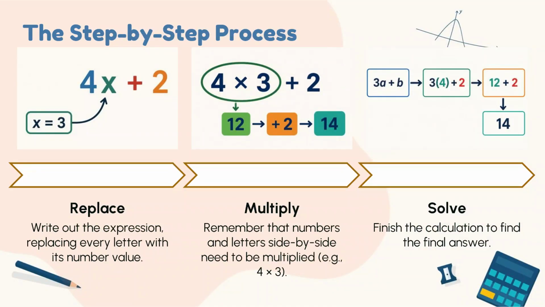There are 3 clear steps for substitution. First, replace every letter with its number value. Second, multiply where needed. Remember, if a number and a letter were next to each other, that means multiplication. Third, solve the calculation using the correct order of operations. For example, if we had 4x and x equals 3, we replace x with 3. So 4x becomes 4 times 3, which equals 12.